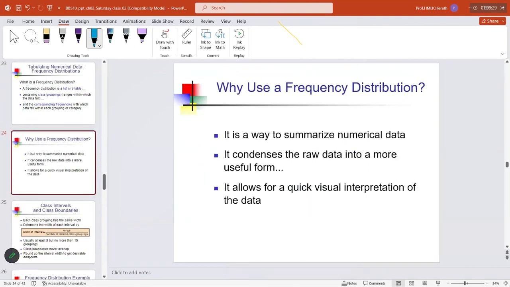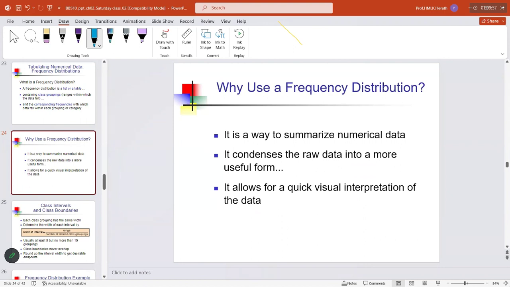So these are the uses of a frequency distribution. It is a way to summarize numerical data, and it condenses the raw data into a more useful form, and it allows for quick visual interpretation of the data. So we can understand what is more, what is less, what is most likely to happen.